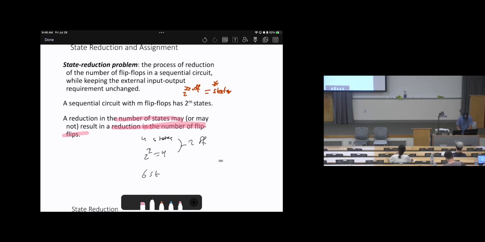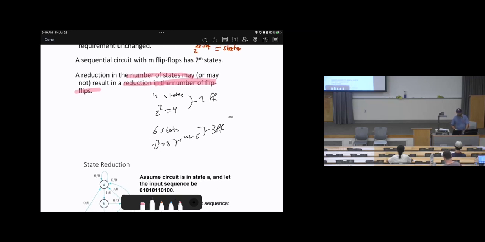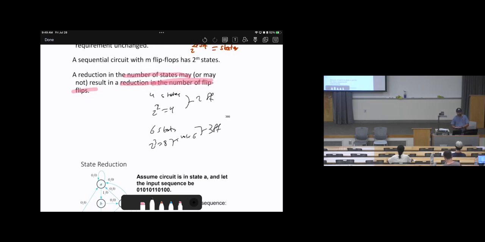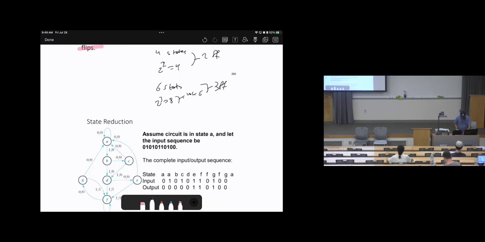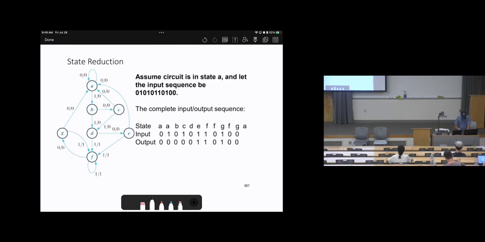If you have 6 states, 2 power 3 equals 8, so from 8 you can use 6. Therefore you need 3 flip-flops. So if we reduce 6 states to 4 states, this means less hardware, less cost, less energy consumption. How can we achieve this? How can we make sure if we can do that or if we cannot? Look at this diagram.